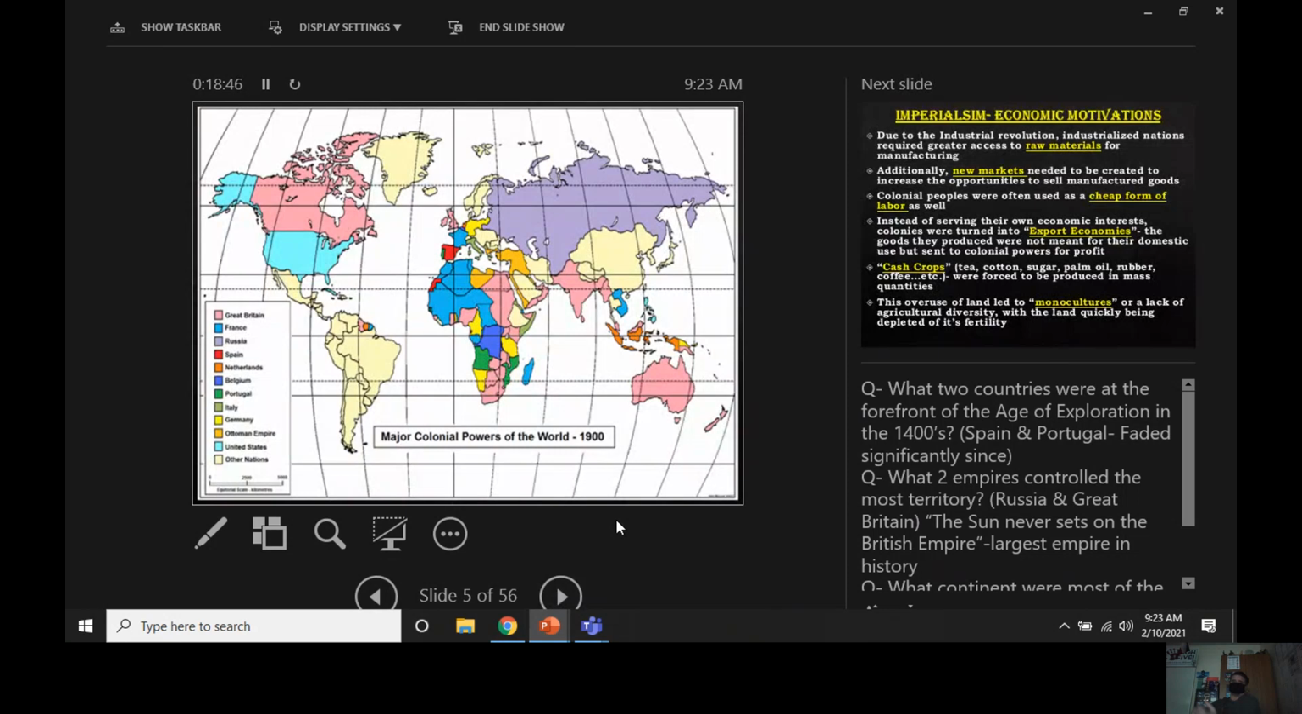Now, I've shown you this map before, but just look at it. You've got a small number of countries here on the left. You've got the British, the French, the Russians, the Spanish, the Netherlands, aka the Dutch, Belgium, Portugal, Italy, Germany, the Ottomans, the United States. They're the main empires of this time.